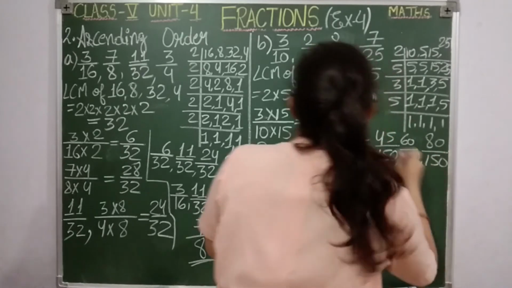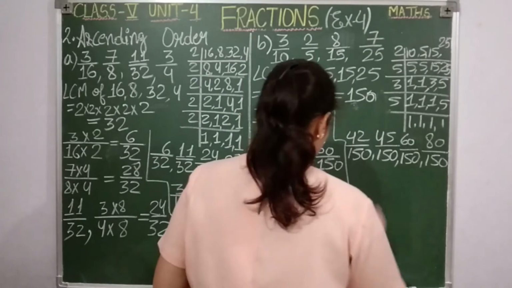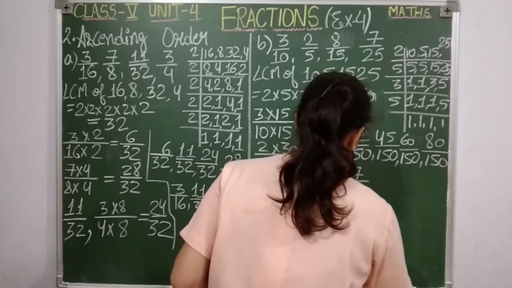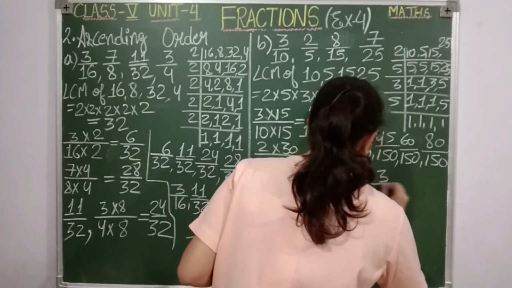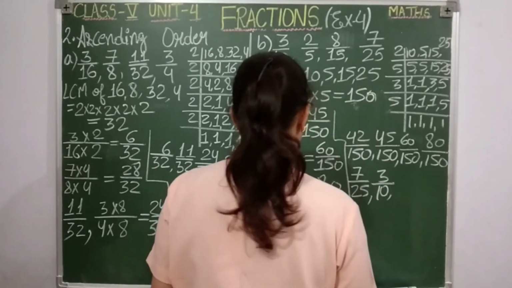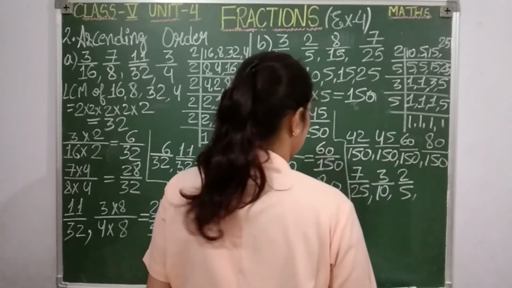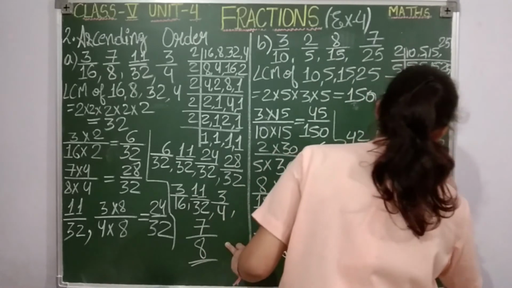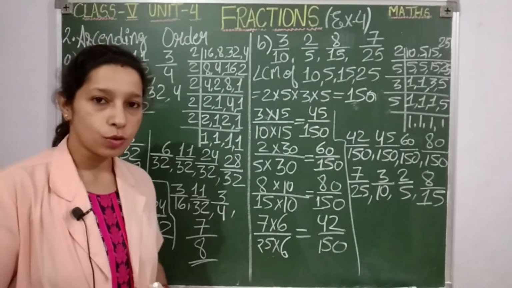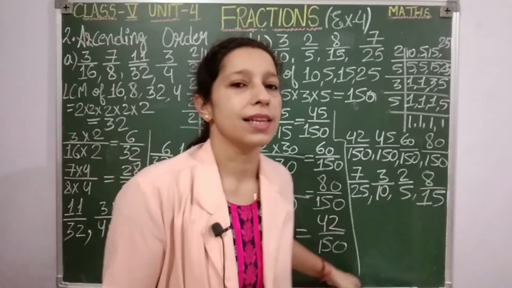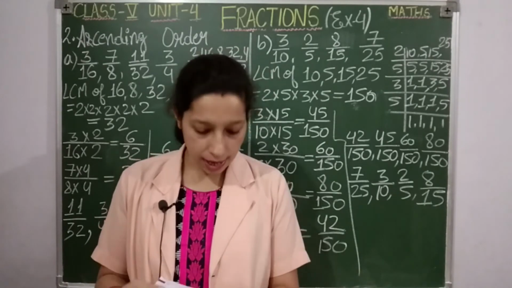Now arrange them according to their original fraction, students. 42 by 150 is 7 by 25. Then 45 by 150 is 3 by 10. Then 60 by 150 is 2 by 5. And at last 80 by 150 is 8 by 15. See, we have arranged them in ascending order. Clear, students? If you know the LCM, then very easily you can convert them into like fractions and then you can arrange.